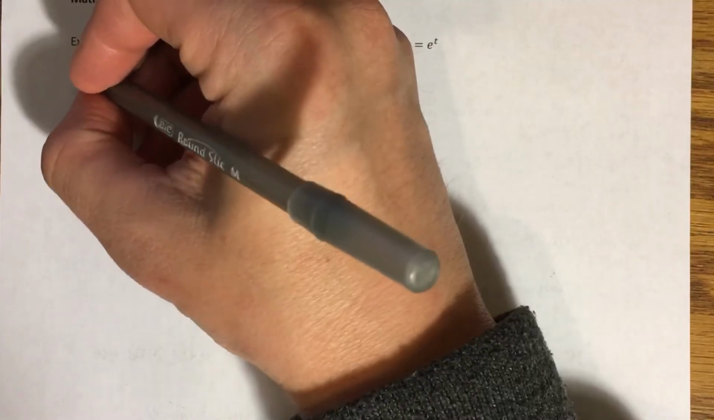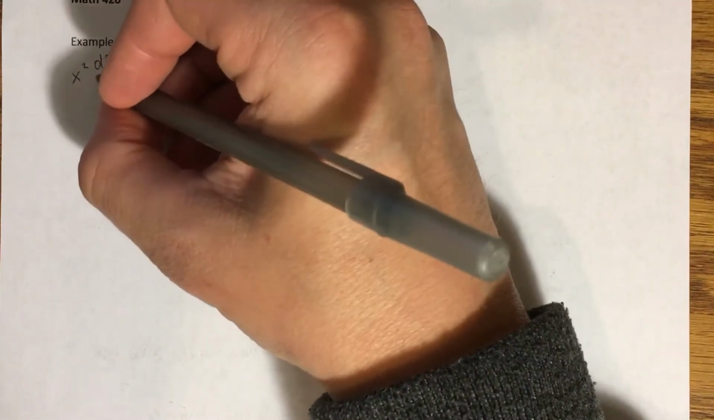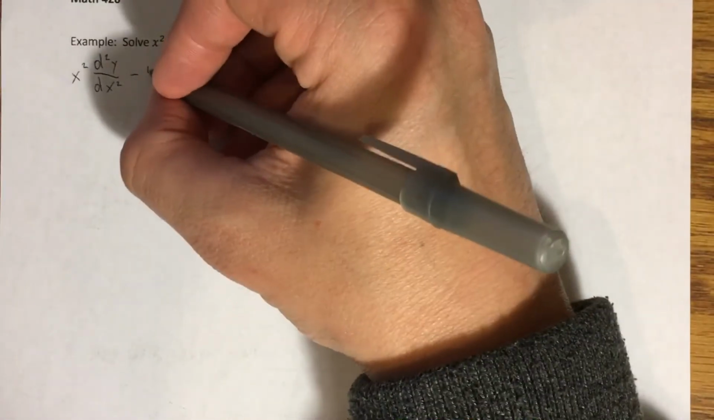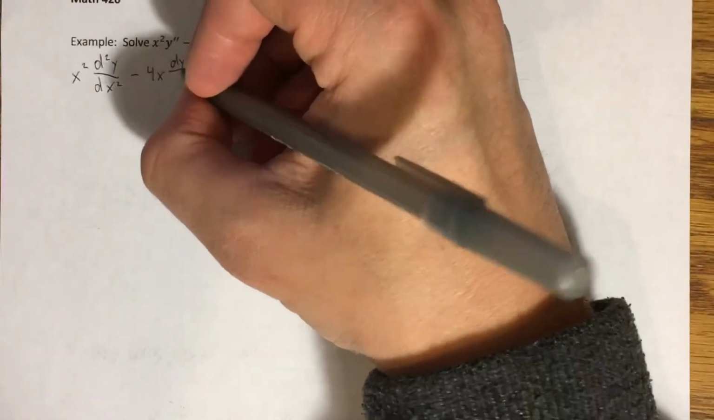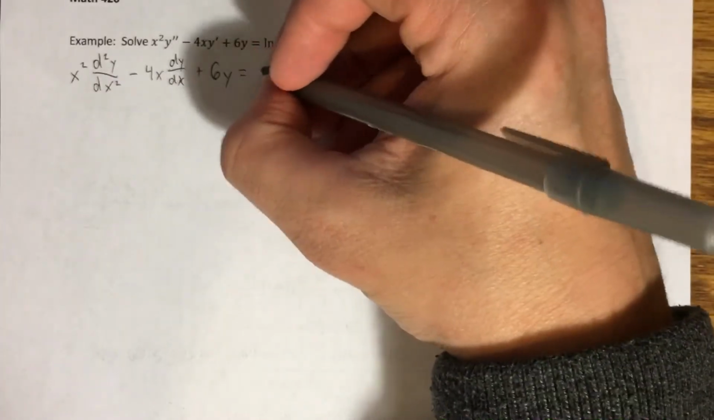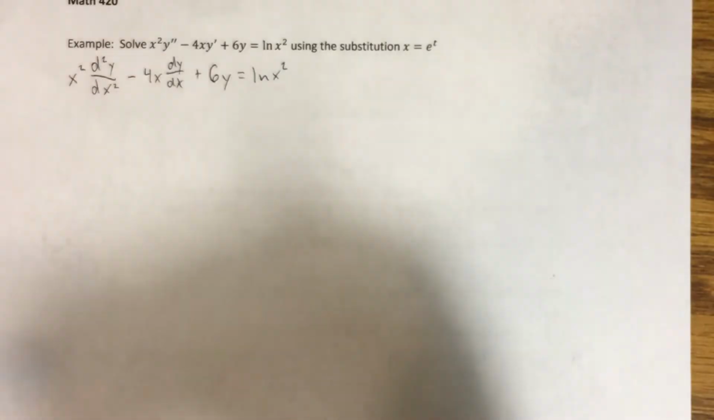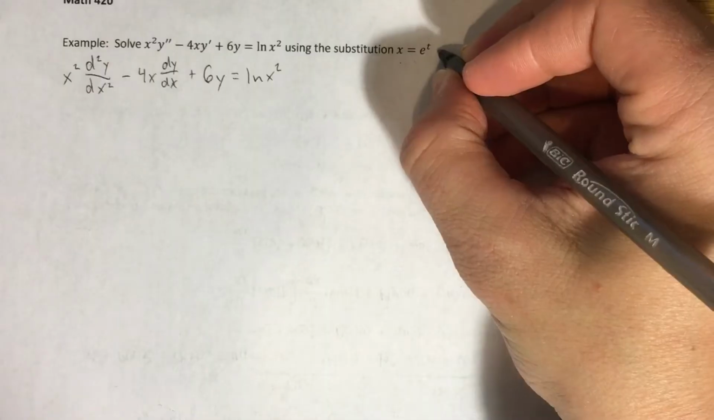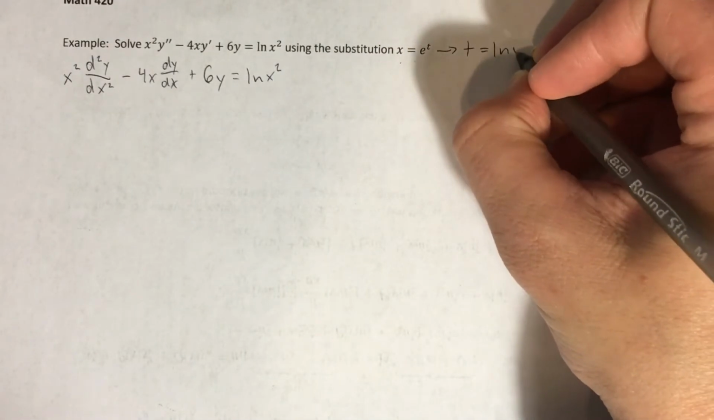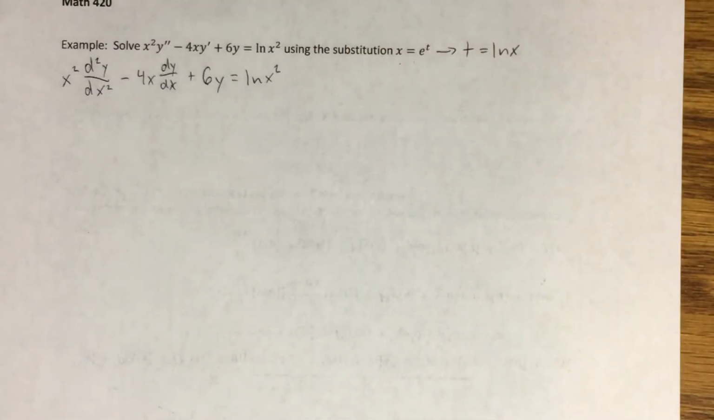Let me rewrite the form of this for a second. x squared, I'm going to use Leibniz notation, second derivative of y with respect to x, minus 4x dy dx plus 6y equals natural log of x squared. I want all of those x's to go away, and so here's what I'm going to do. First of all, if x is equal to e to the t, equivalently I could write that t equals the natural log of x. That's going to be kind of important.